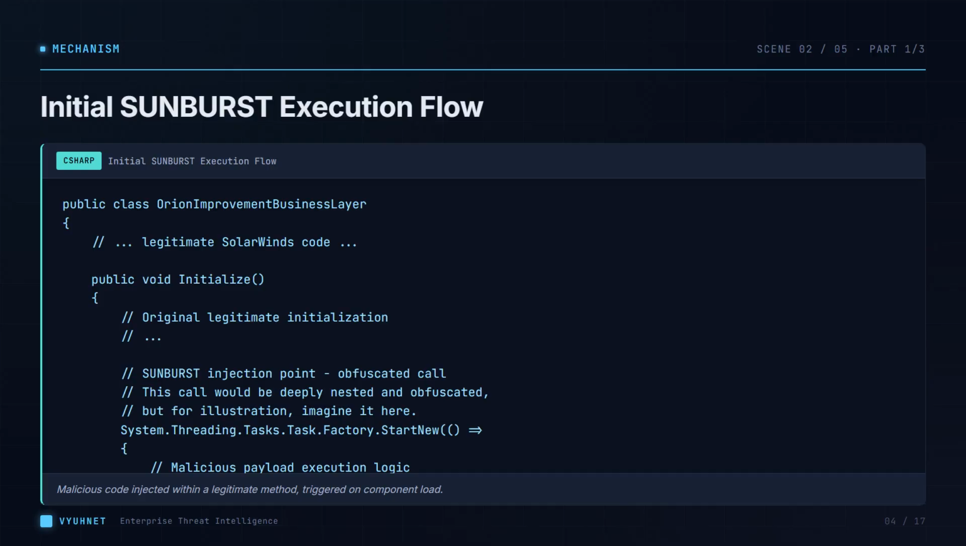Once the solarwinds.orion.core.businesslayer.dll was loaded by the Orion service, the Sunburst backdoor would execute. It performed several checks before activating, including ensuring it wasn't running in a sandbox environment and waiting for a specific delay. The code snippet here shows the initial hook point. Notice the use of legitimate SolarWinds methods, making it harder to detect behavioral anomalies. The Initialize method, a standard part of the component lifecycle, was leveraged to kick off the malicious logic. The OrionImprovementBusinessLayer class was specifically targeted.